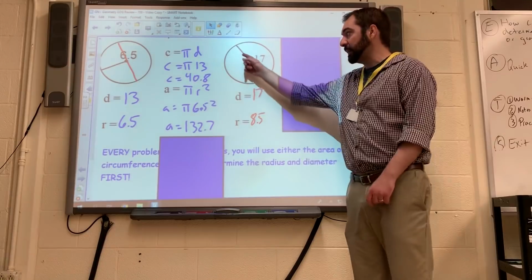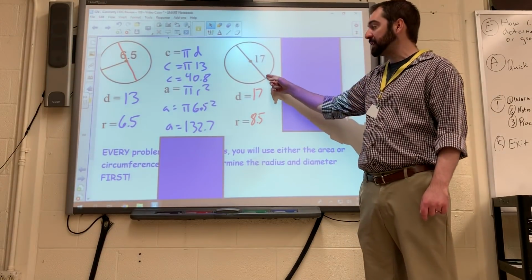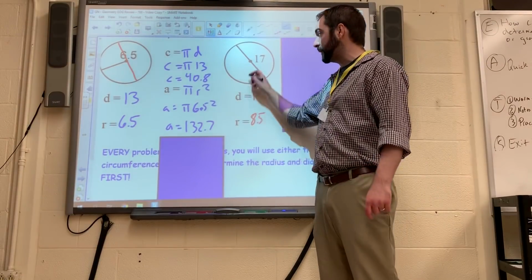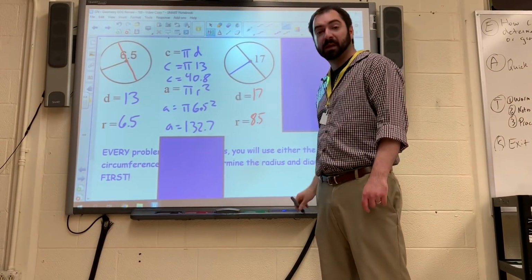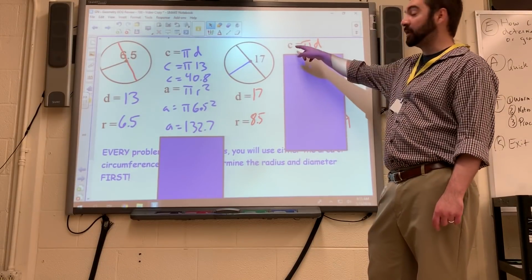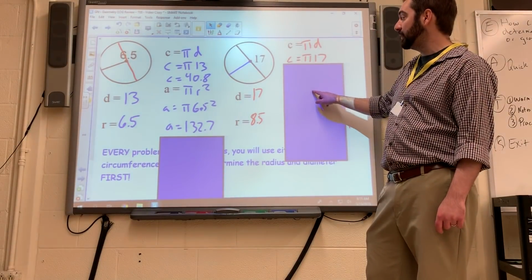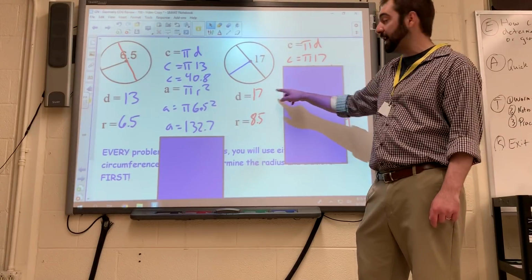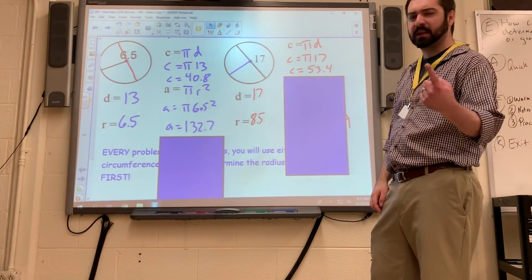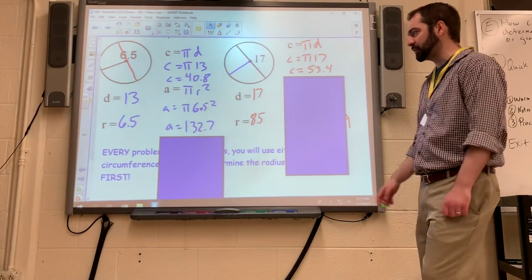Second one, well, this time I gave you a line that goes from one side straight through the middle to the other side. That would be our diameter. Again, if I wanted to draw my radius, it would be half as big because it only goes to the center to the edge. Again, first thing, circumference, pi times diameter. Pi times 17 is my diameter. Put that in a calculator, you get 53.4. Remember, usually try to keep one decimal place to help you out with the circle stuff.